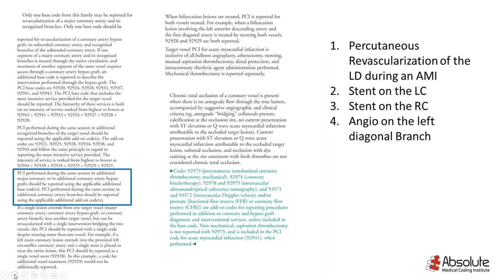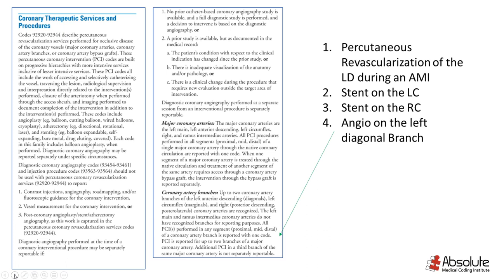If PCI is performed during the same session on additional major coronary arteries or additional coronary artery bypass grafts, they are reported using applicable additional base codes. And PCI performed during the same session in additional coronary artery branches should be reported using the add-on codes. Remember, this applies only if it is all in the same session, and in our situation, it is. As for the branch, it tells us we can report up to two. And if there was PCI in a third branch, we could not separately report it. But we don't have that situation, correct? Everybody with me? All right, good.